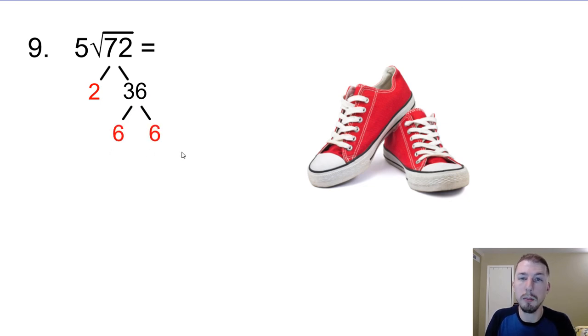Now we could keep breaking these down as 2 and 3 and 2 and 3. Then we take out 2 pairs of 2's and 2 pairs of 3's. But what's nice about this is if we notice a matching pair, like a perfect square here, we can go ahead and take it out.